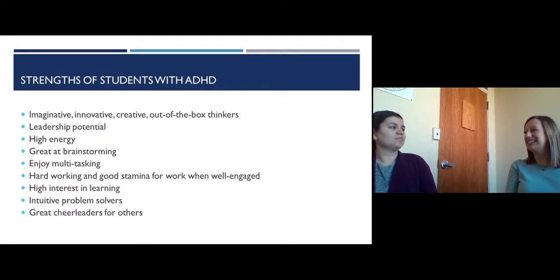They're good at multitasking, like I mentioned earlier, once we teach them the foundational skills. So once they've got organization down, once they understand time management, they multitask fairly well. They're hardworking, and they really have a pretty good stamina for work, so long as they're well engaged.